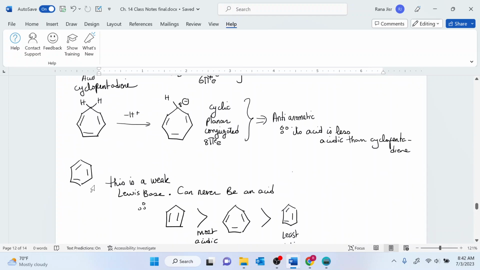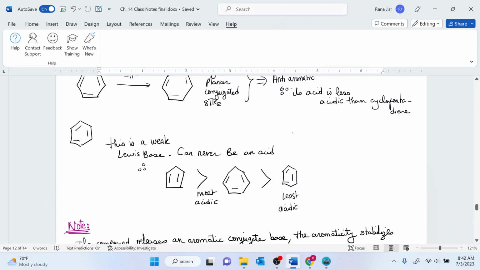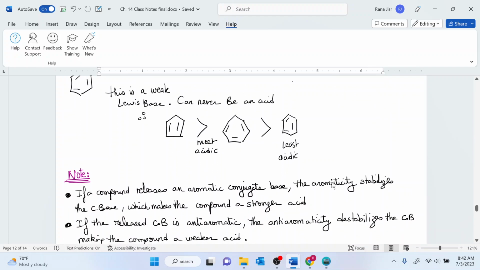Benzene is not an acid. Benzene is a nucleophile. It is electron rich because of the conjugation of its p orbitals. So the hydrogens of the benzene in there are never ever acidic. Benzene is going to be a base. It is a weak Lewis base in there, and it can never be an acid. So this is going to be the trend of the acidity for these three structures.